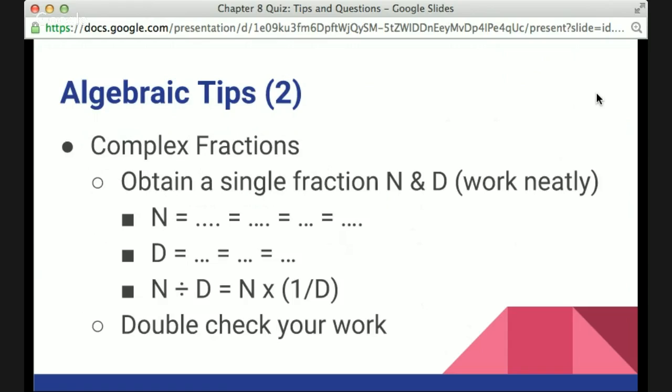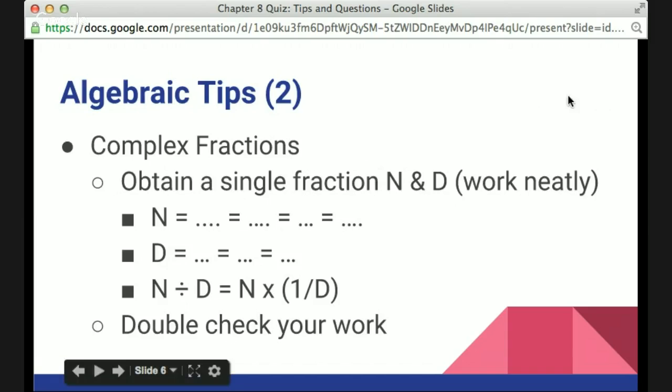Next up, algebraic tips number 2, complex fractions. So how to simplify complex fractions. This was on the exit slip, and a lot of people had trouble with it, but my advice is this first bullet: obtain a single fraction in the numerator and denominator. Capital N and D there are numerator and denominator, and you want to work neatly. So first, get a single fraction in the numerator and denominator.